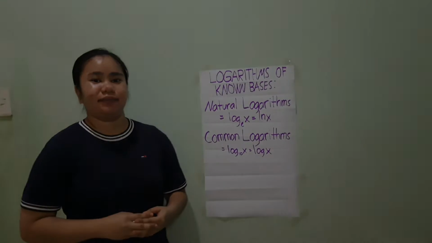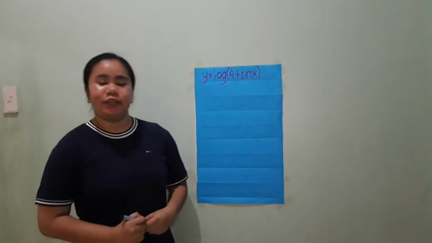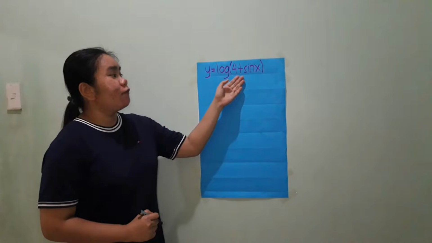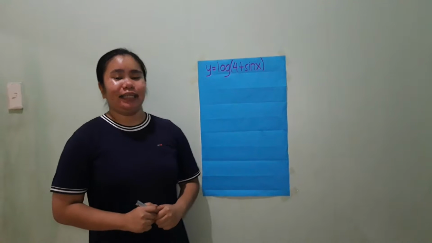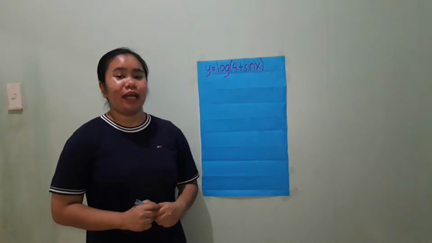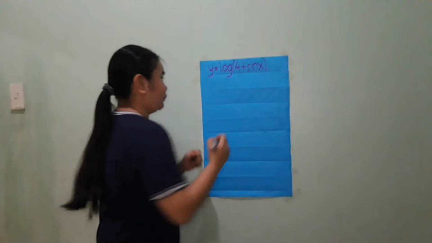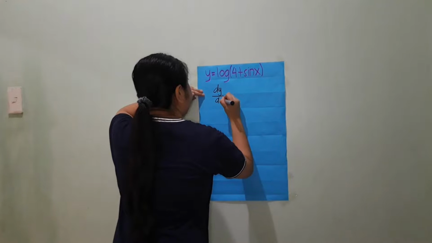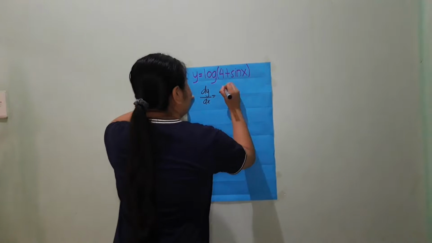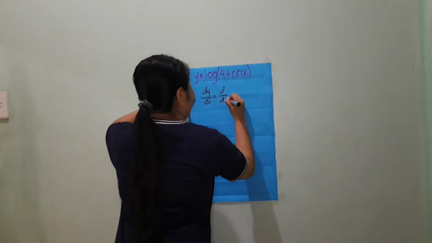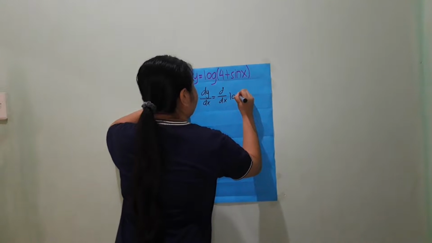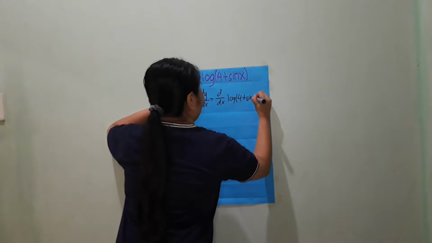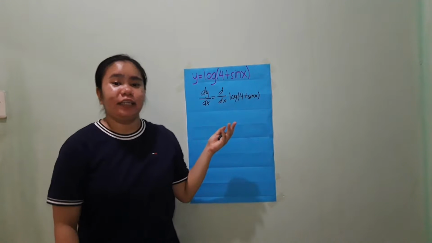So, this is an example of derivative of logarithmic functions with the given of y is equal to log of 4 plus sine x. So, ano ba ang una nating gagawin? Una is magsusulat muna tayo ng formulas, which is dy all over dx is equal to d all over dx log of 4 plus sine x. So, ito yung ating susundan.